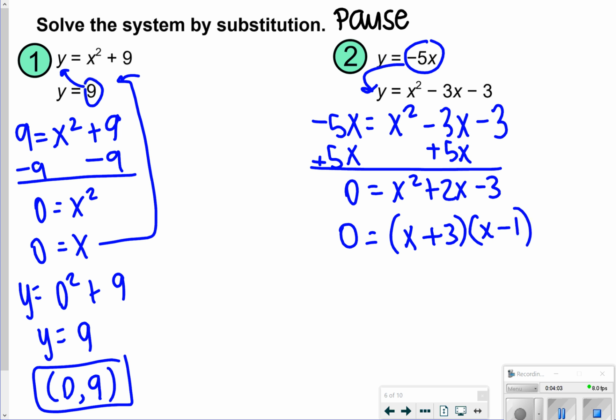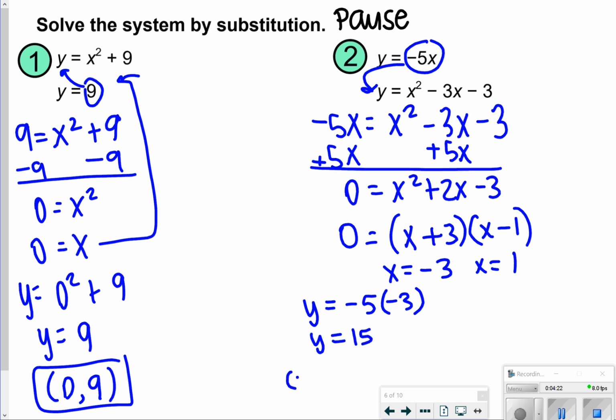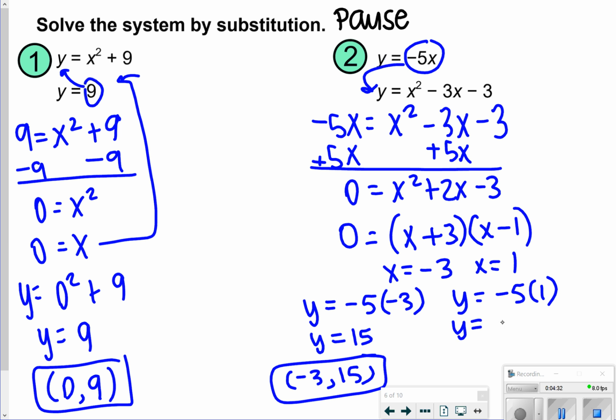Okay, then I'm ready to solve, so I'm going to have x is equal to negative 3 and x is equal to positive 1. So now I can go back and plug in. I'm going to plug it into the easiest one, which was negative 5x. So first, y is equal to negative 5 times negative 3, and I get y is equal to 15. So when x is equal to negative 3, y is 15. And then for this next one, I'm going to plug in the 1. So negative 5 times 1, that's going to be y is equal to negative 5. So when x is equal to 1, y is equal to negative 5. So those are my 2 solutions there for number 2.